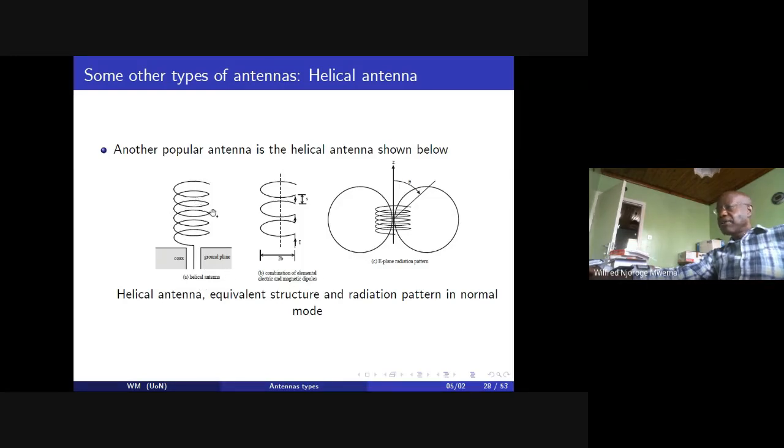And we can actually spread this in this form where S is called the pitch, that is the distance between the coils, and each of the coils is done like that. So we are just looking at this helical antenna as a combination of magnetic dipoles and elemental electric dipoles. And therefore the E-plane radiation pattern will just be the same as we had before for the dipole antenna that we looked at.